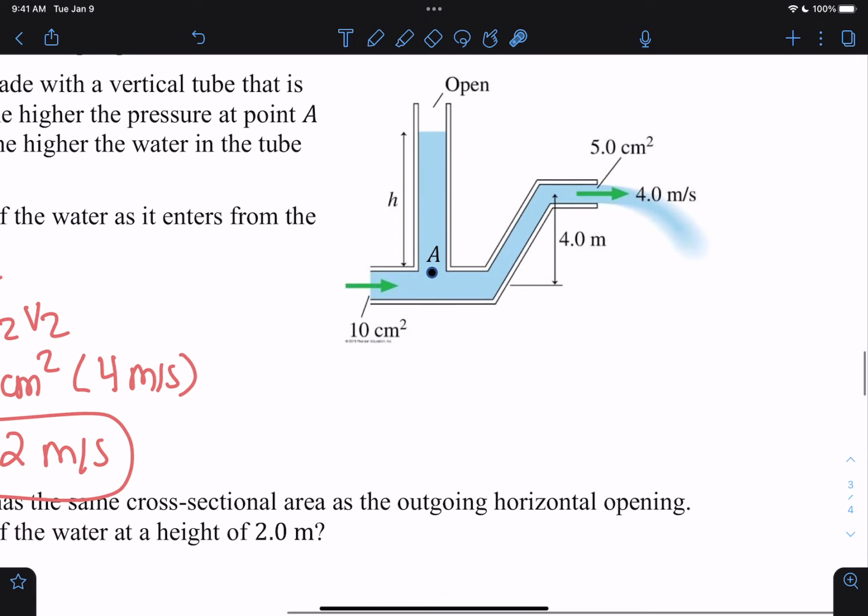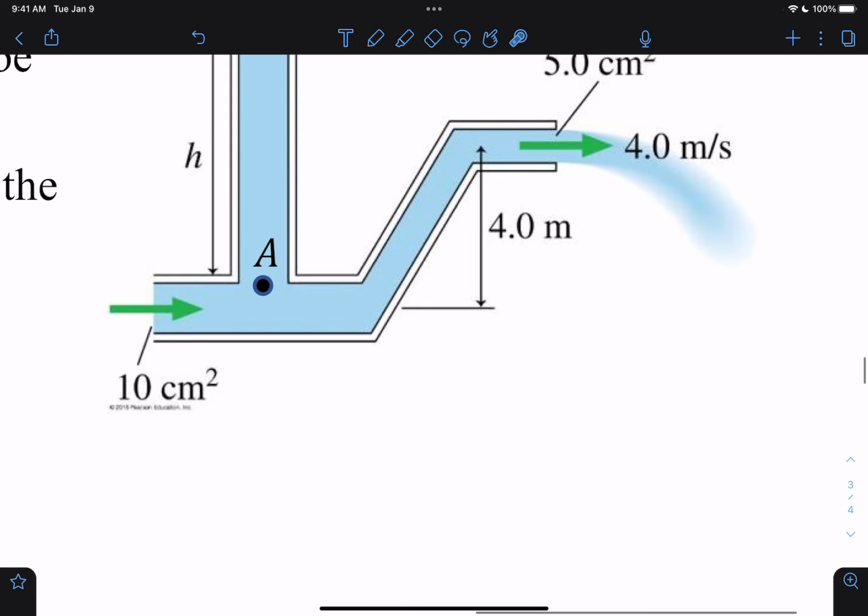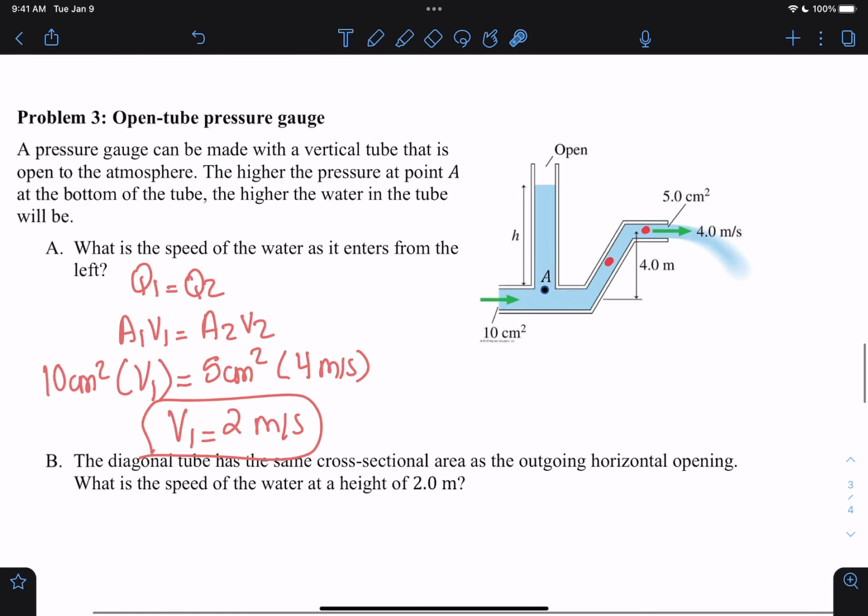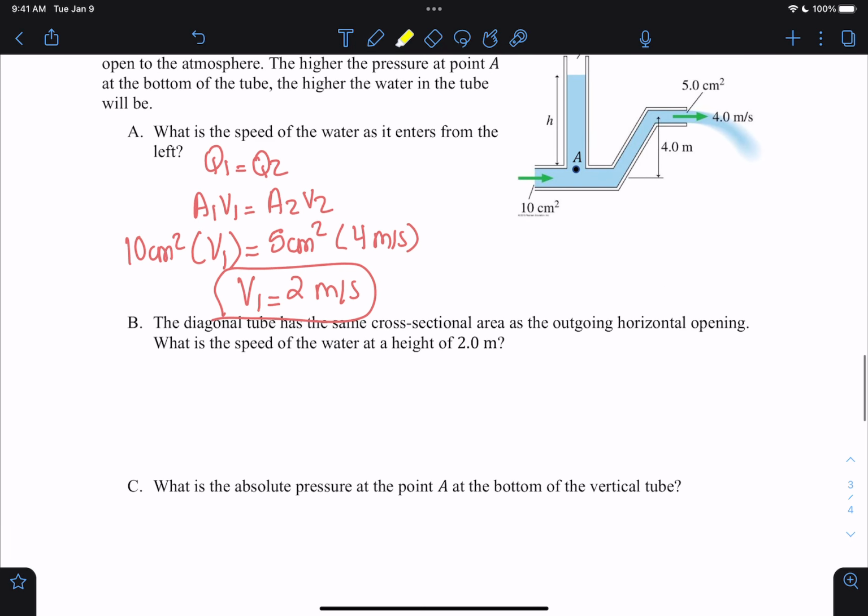Well, if the diagonal tube has the same cross-sectional area, so this area here is equal to this area there, what should we see for the speed if they're the same area? Exactly. Awesome. Yeah, the speed should be the same.